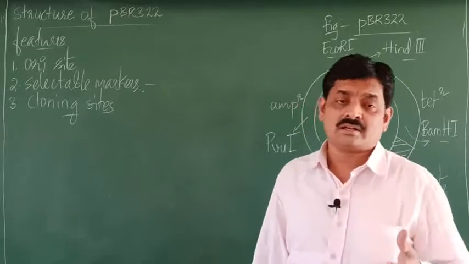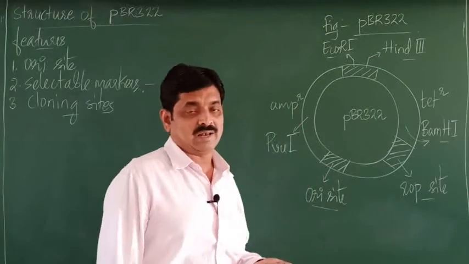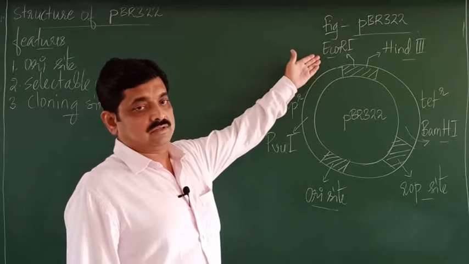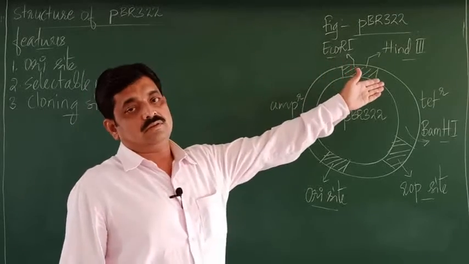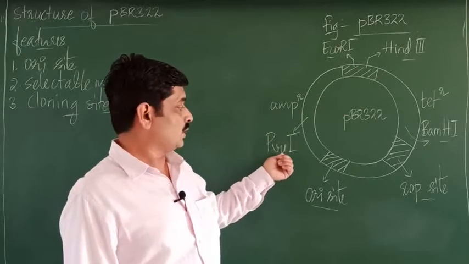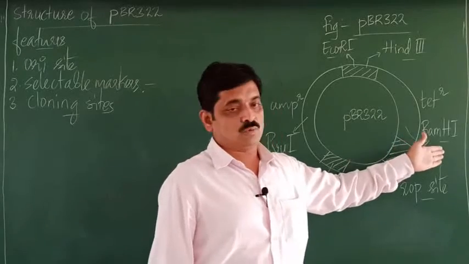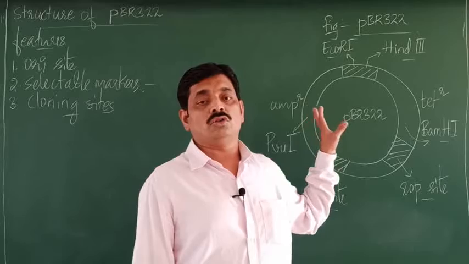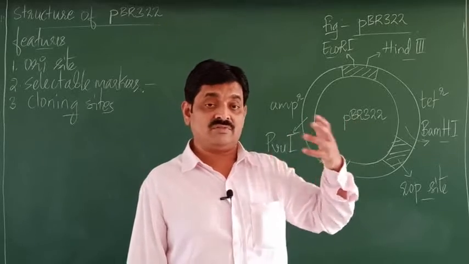So there are many cloning sites here in this plasmid. I will mention some. This is one, right? EcoRI, HindIII, PvuI, BamHI. So these are all cloning sites on this plasmid. I have mentioned a few cloning sites here.